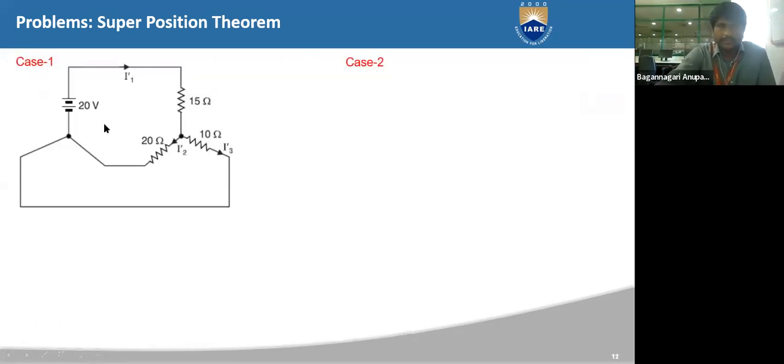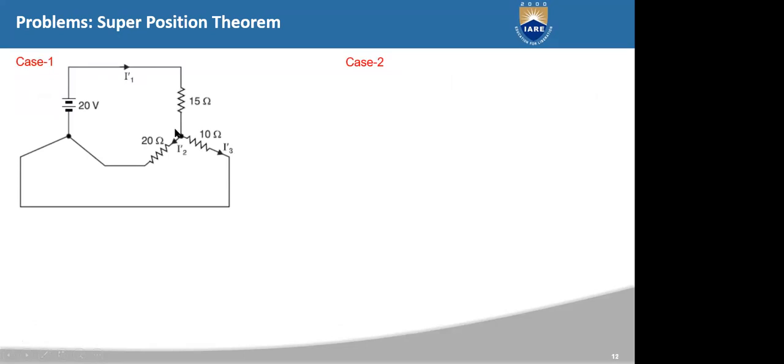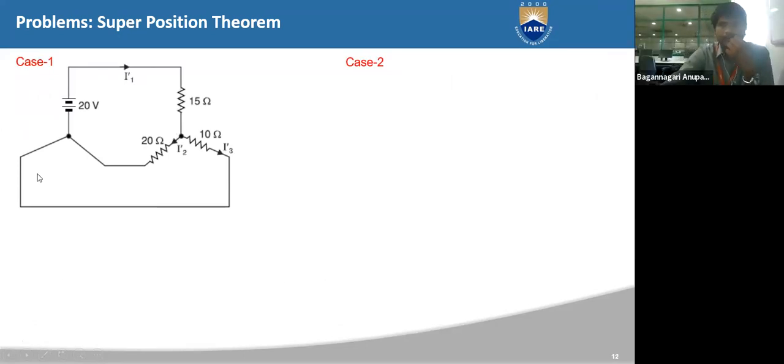But in case 1, when we are assuming only one source, we can assume the currents to be I1 dash, I2 dash, and I3 dash. So now you find the values of I1 dash, I2 dash, I3 dash when you have only one source acting. Tell me the values for I1 dash, I2 dash, and I3 dash. Will you be able to find those values? Yeah. Give a good try.